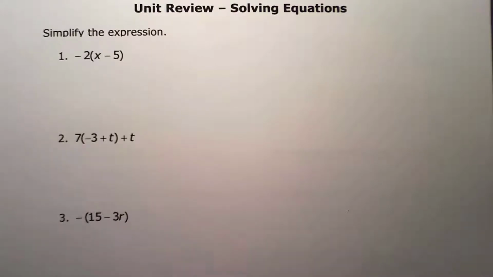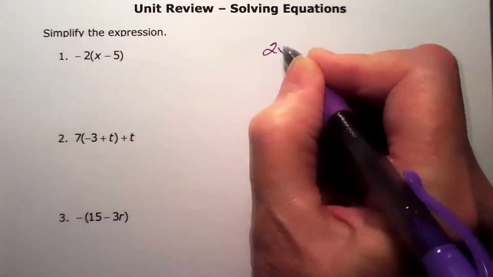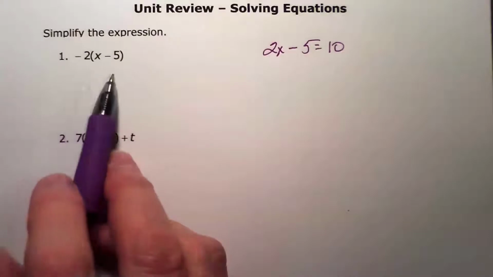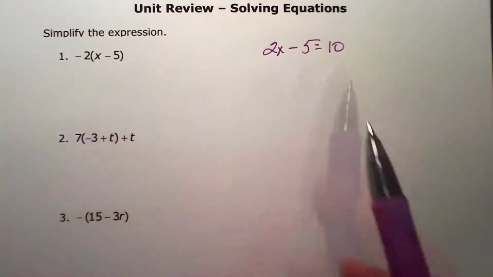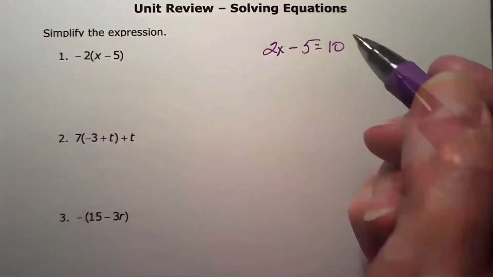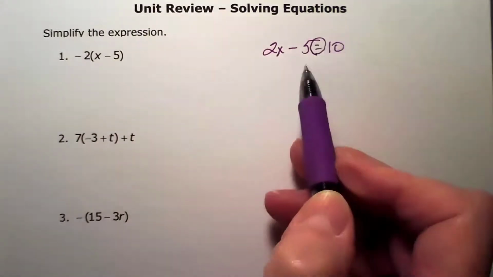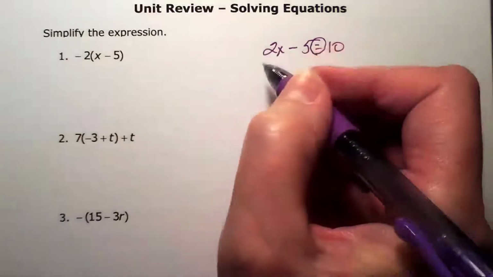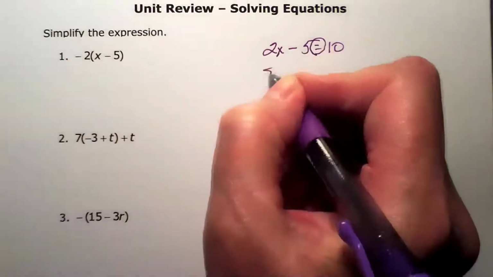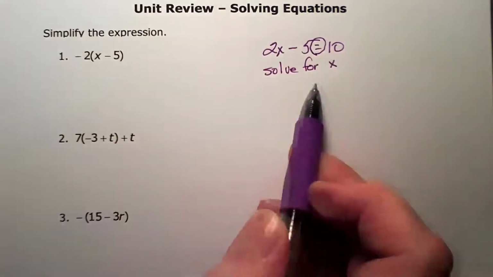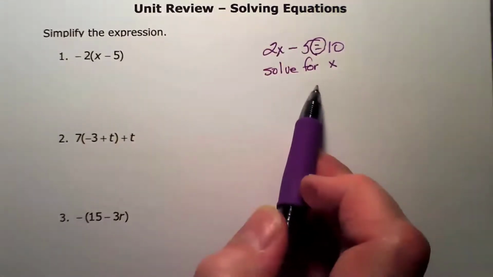So the first thing I want you to realize is the difference between an expression and an equation. This is an expression. This is an equation. Do you see the difference? The numbers are different and there's no parentheses here, but the main difference is this has an equal sign. If it's an equation and has an equal sign, it means you can solve for the variable. On this one, I could solve for x. I could say what x equals.